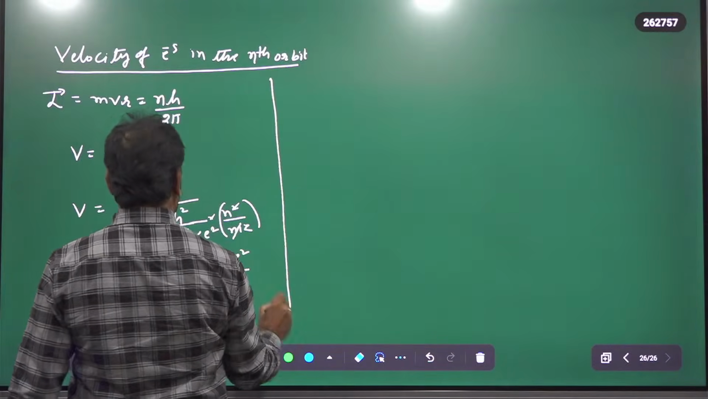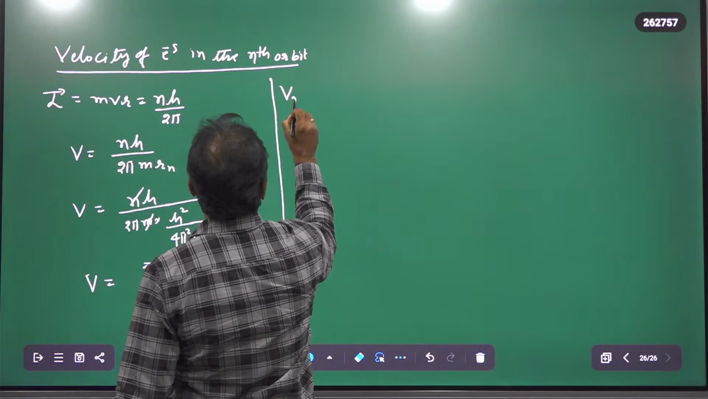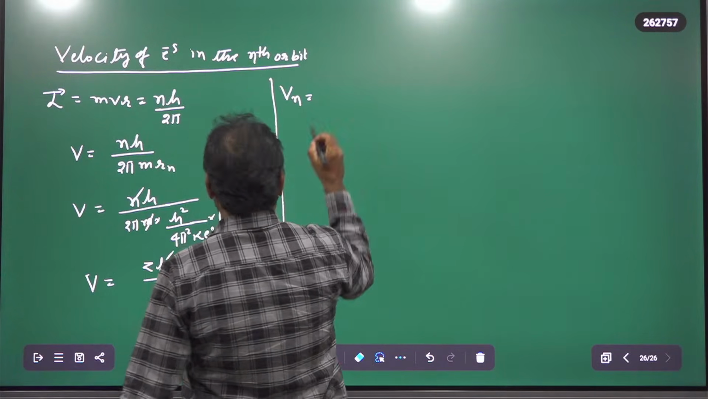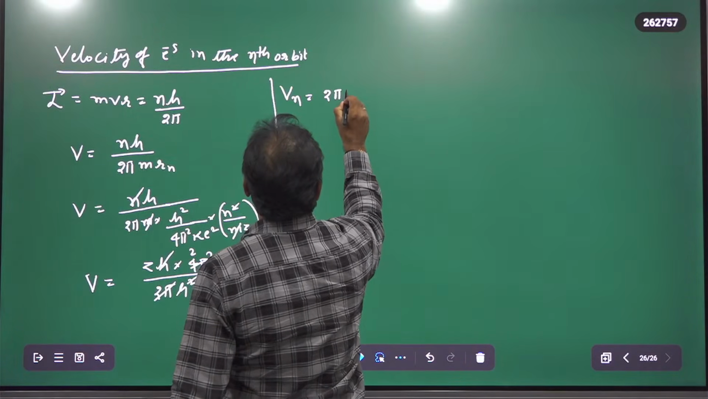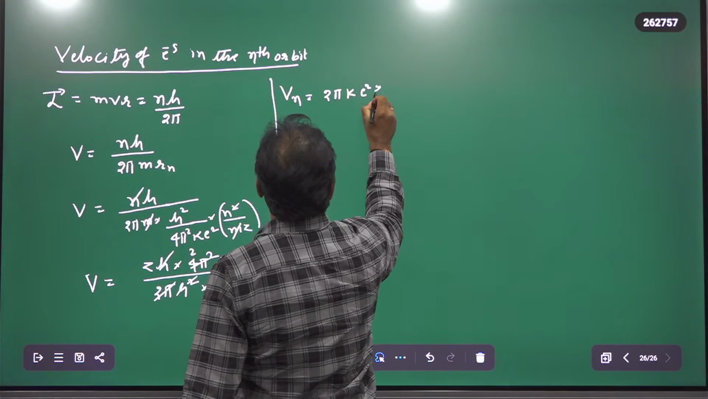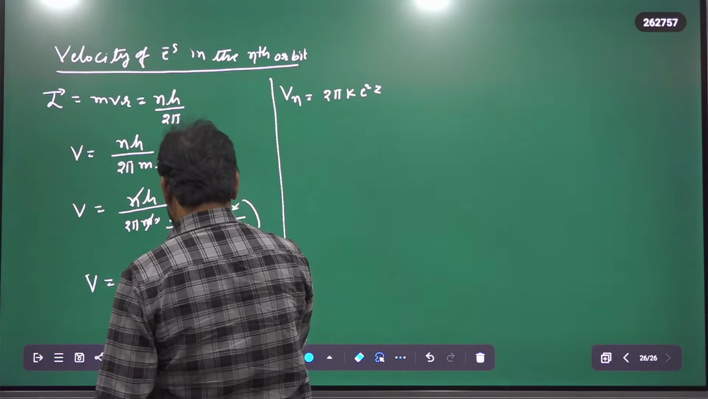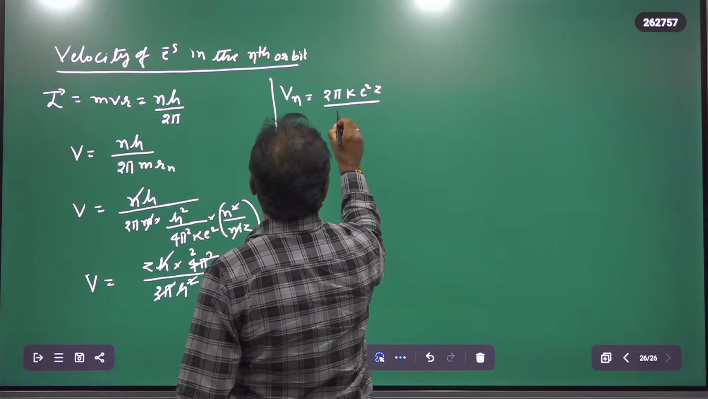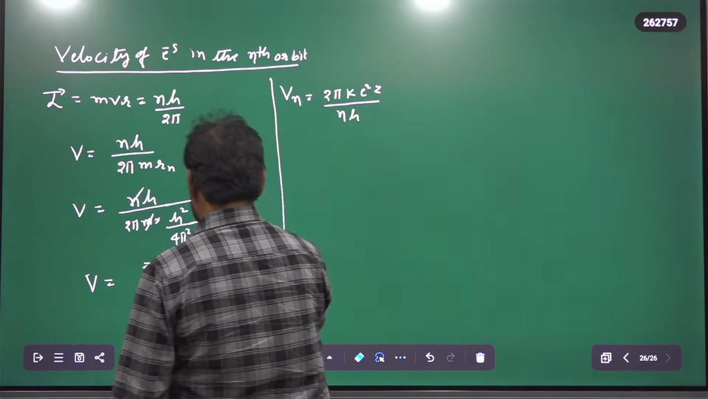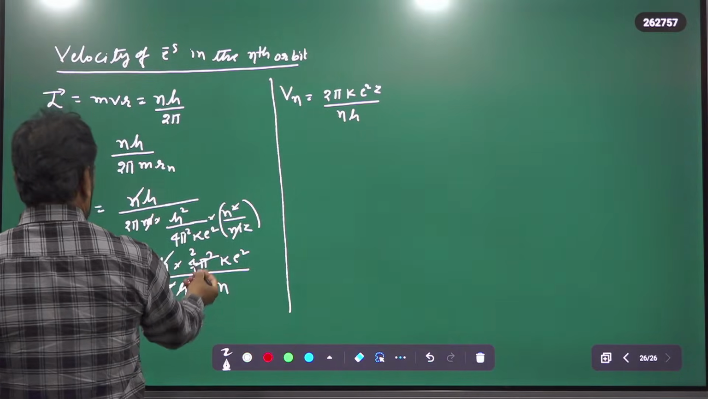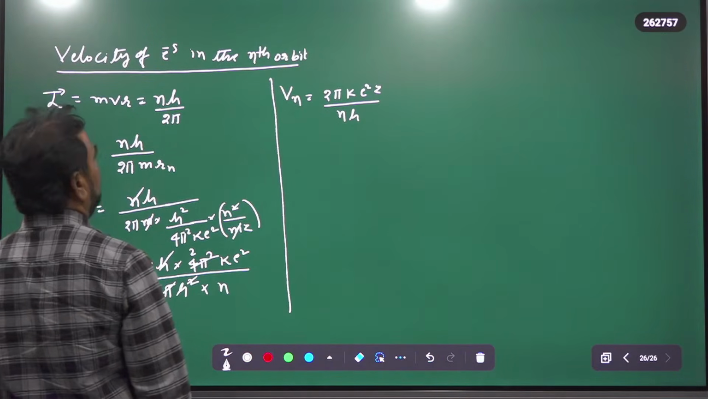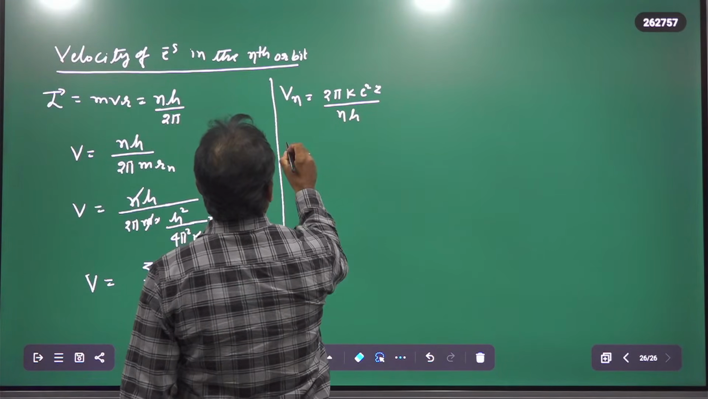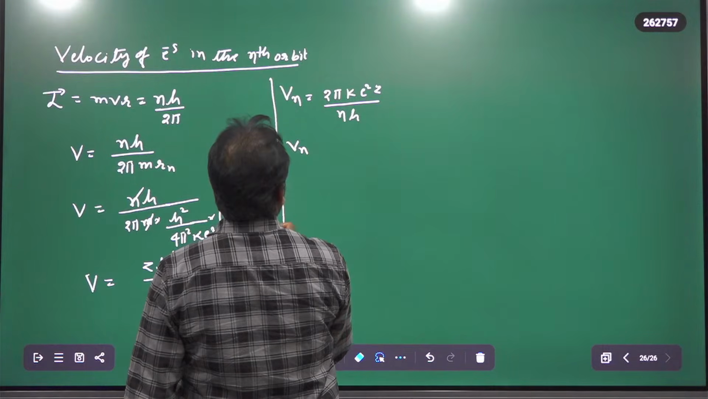So the velocity of the nth orbit is given by Vn is equal to 2 pi k e square z upon nh. From this it is very clear that Vn is directly proportional to z by n.